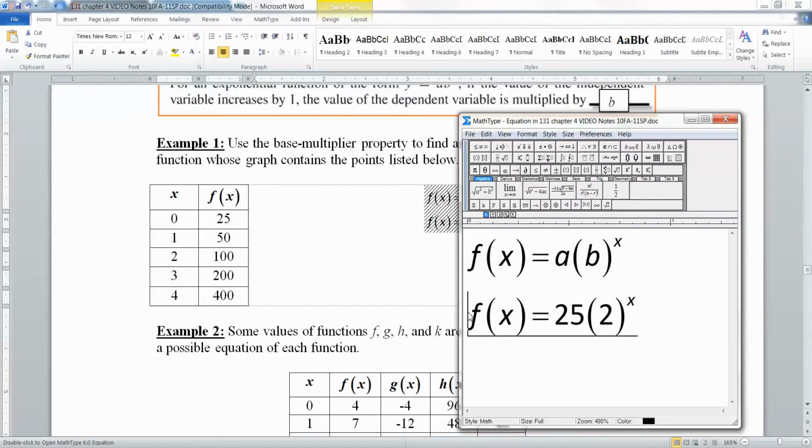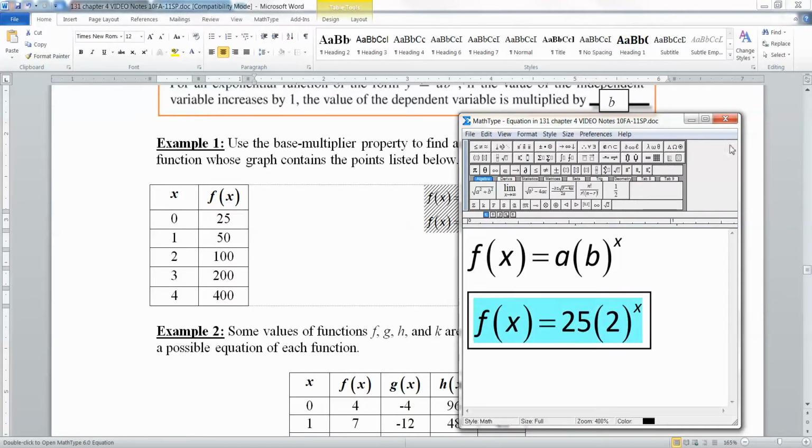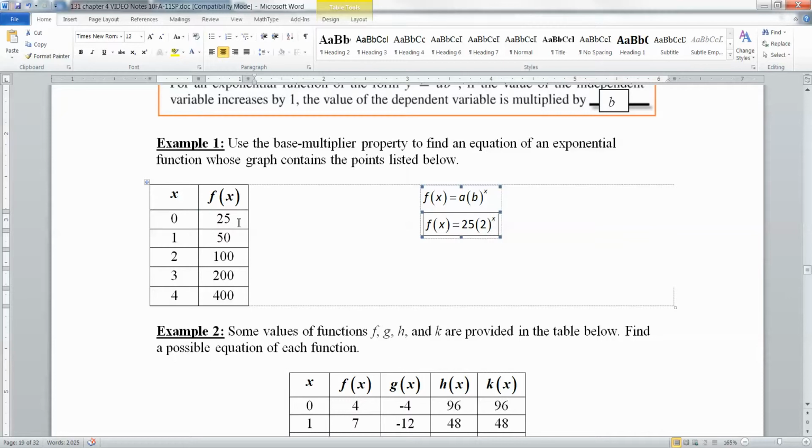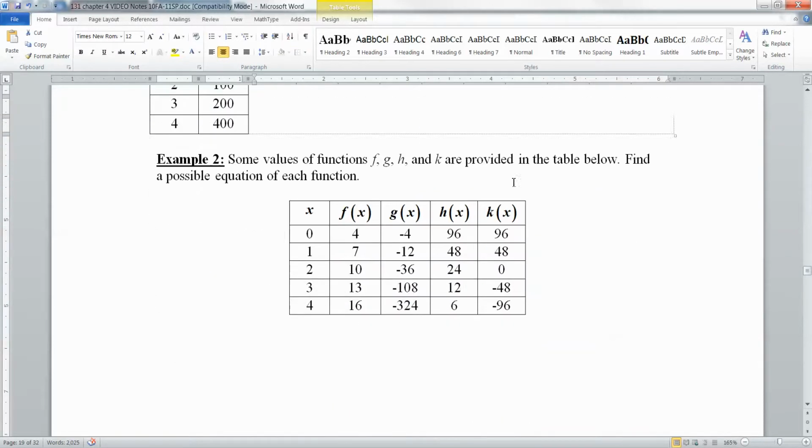Okay, so there's our equation. f of x must be equal to 25, because that's our y-intercept, times 2, because that's what we're multiplying by, to the x. All right, let's do a whole lot more of it.